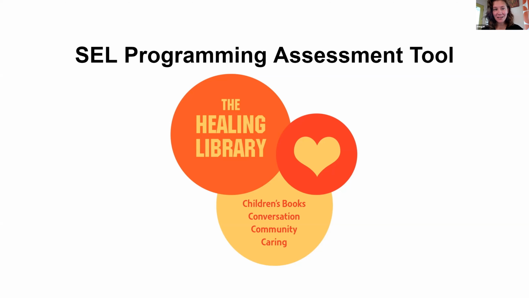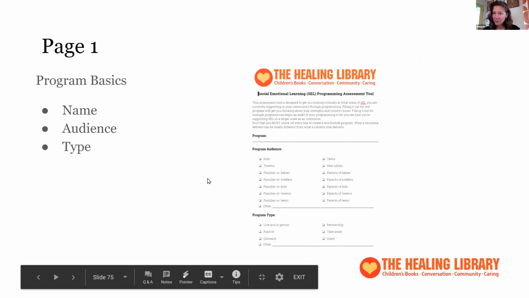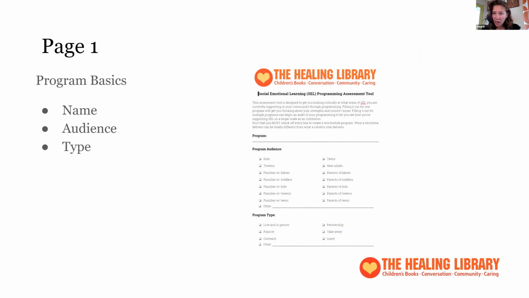So first, page 1. Oh, there it is, okay. You are going to take a look at just the basics of the program. What's the name of the program? Who's the audience? And check as many boxes as you need to. Who are the people that I'm trying to reach through this type of program? And what type of program does it fall under? And I included some types there, but again, we're all different, so there is an other section if it's none of those things.